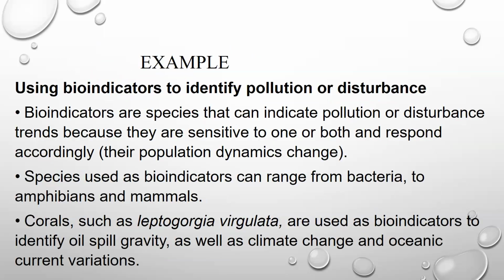And I have examples here: using bioindicators to identify population or disturbances. Bioindicators are species that can indicate pollution or disturbance trends because they are sensitive to one or both and respond accordingly. For example, in IITA here, they have a lake.